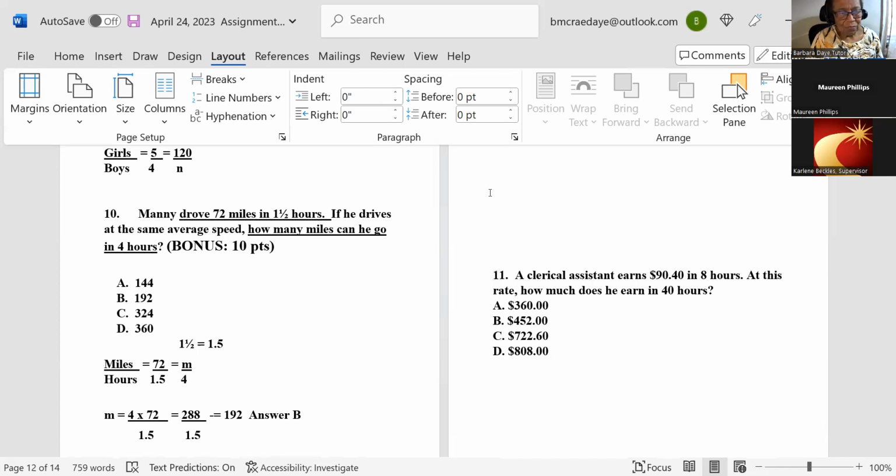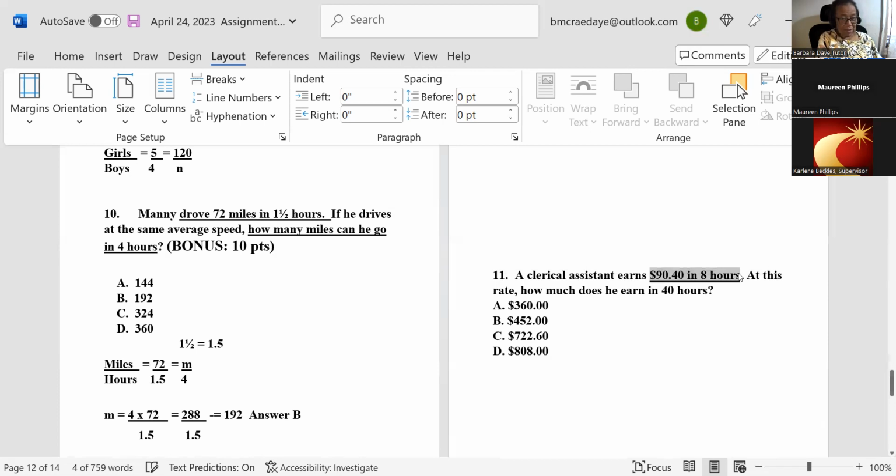Let's see if I can get the answer. You can use ratio and proportion, set two ratios equal, but there's an easier way to do this one. See if you have the answer. I get answer D. What's your answer? D? That's correct. Very good.